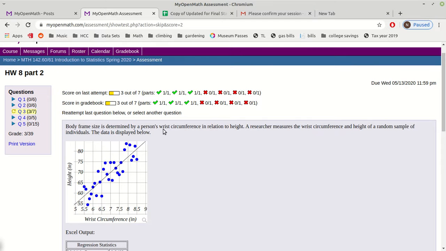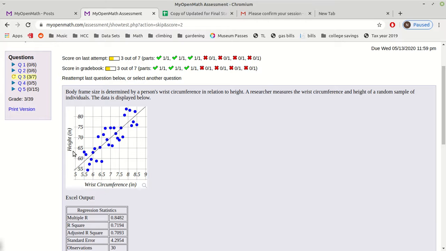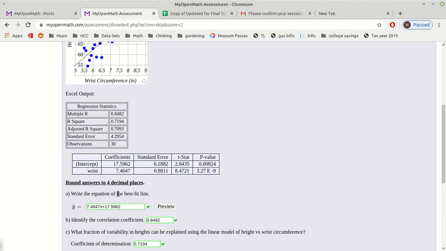Body frame size is determined by a person's wrist circumference in relation to height. A researcher measures the wrist circumference and the height of a random sample of individuals. The data is displayed below. So here's our data. Here's the wrist circumference, and here's the height along the y-axis. Wrist is the x-axis. It says write the equation for the line of best fit.